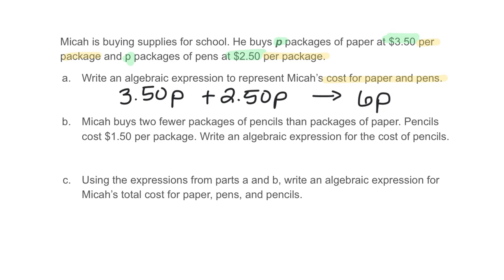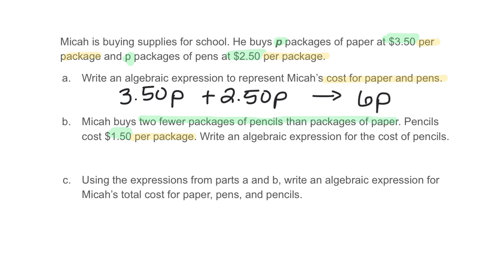Okay, so take a look at that. I put 350p plus 250p and combine that to make 6p. That would be the total for paper and pens together. Now, B says Micah buys 2 fewer packages of pencils than packages of paper. Pencils are $1.50 per package. Write an expression for the cost of pencils. So if they're $1.50 per package, and we know that he buys 2 fewer packages of pencils than paper.